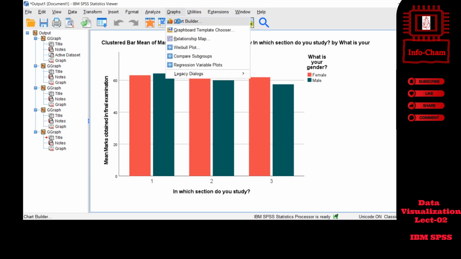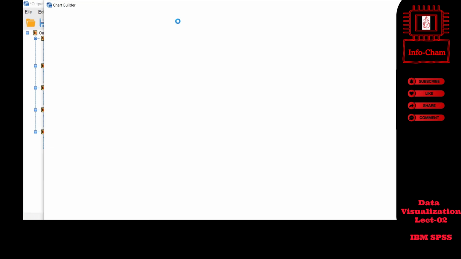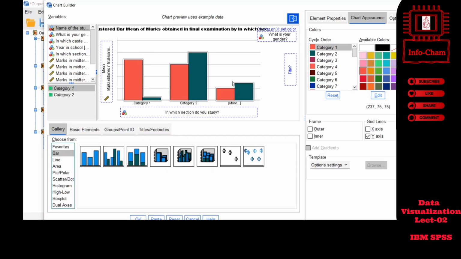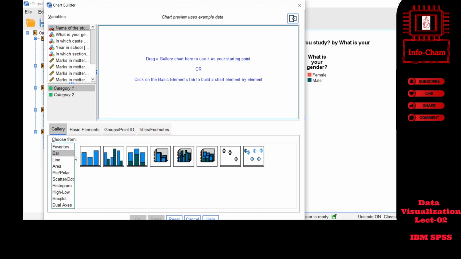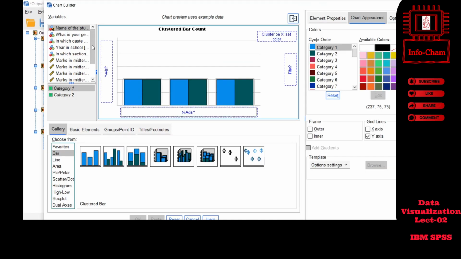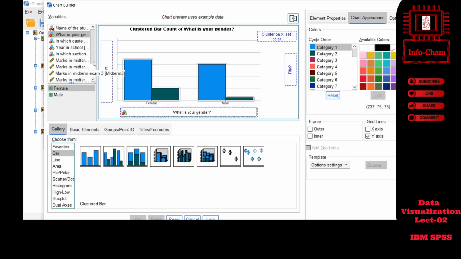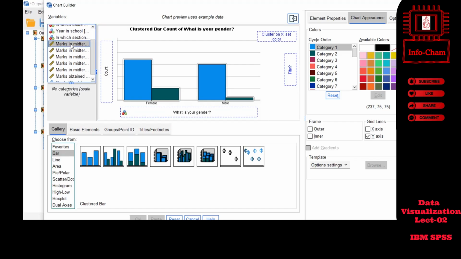Okay, chart builder. What I will do now, I'm going to use reset again and bar. Okay, and now I want to take genders on the x-axis and final marks, or maybe you can take the first exam. I'm not taking the final marks, I'm taking the first test marks.